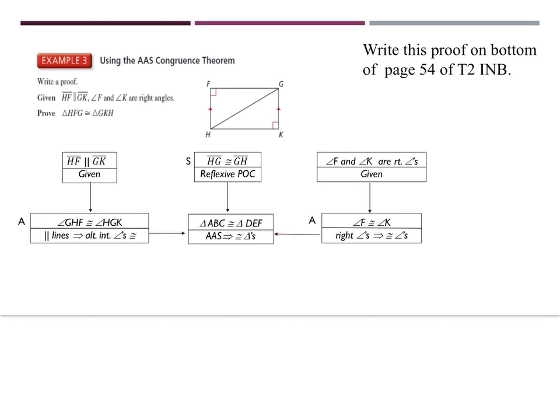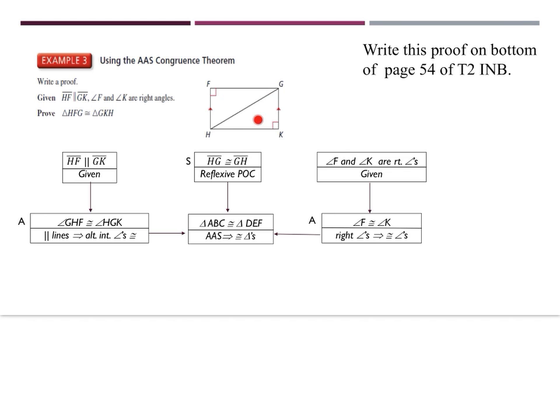All right, and then this is example 3 for an angle, angle, side congruence theorem proof. So get this one recorded at the bottom of your page 54 of your T2 interactive notebook, so you can use it and reference it as you're learning more about your proofs. Again, structure, givens. Here's another popular statement that can be made and is treated similar to the givens, and that is that HG is congruent to itself, GH. So that's this side here.